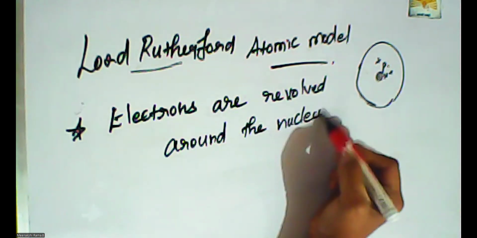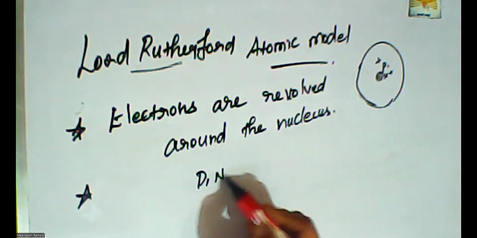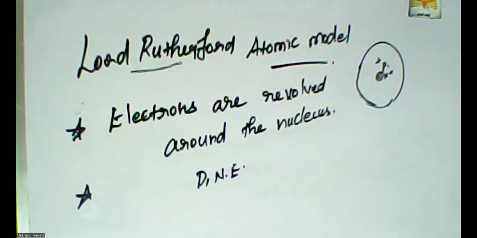This is the fourth point of that Rutherford atomic structure. The next one is, atom contains protons, neutrons, and then electrons. Protons and neutrons contain the charges. The electrons have no charges.